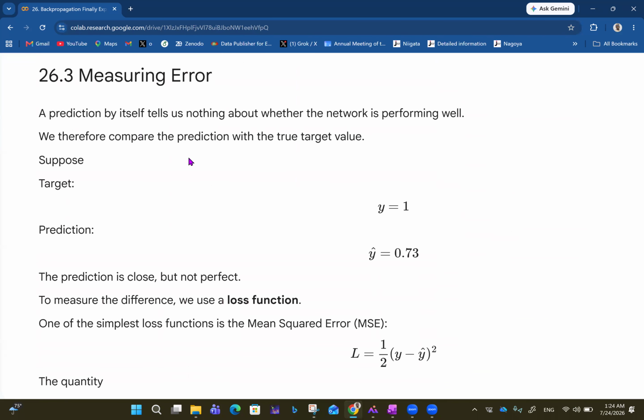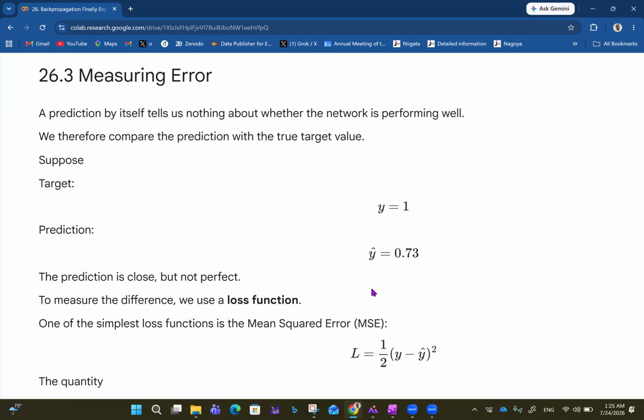Now, talking about measuring error: a prediction by itself tells us nothing about whether the network is performing well. So we compare the prediction with the true target value. Suppose the target y equals 1 and the prediction is y cap equals 0.73. We know 1 is the correct answer and the prediction is 0.73. It's a bit close, but not close enough. It could have been 0.99 or something, or even 1. So the prediction is close but not perfect.